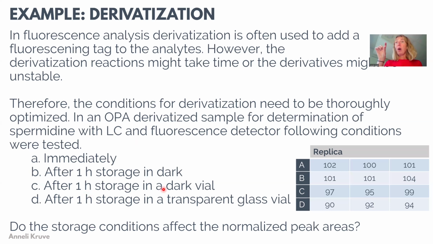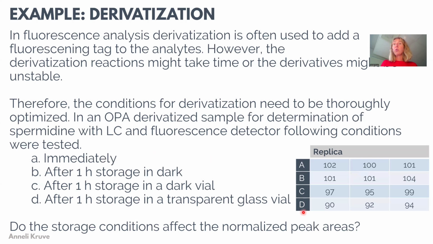So these are these brownish vials that you can keep LC samples and GC samples in. So it's not really completely dark, but it is a darkened glass. And the last option is maybe we can just wait for 1 hour under normal conditions. Just keep it in a transparent glass vial in the autosampler or on the benchtop. And for this, the measurements as peak areas have been measured and recorded here in a table for each of these 3 conditions marked as A, B, C.